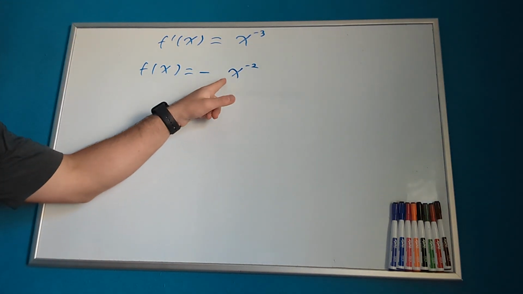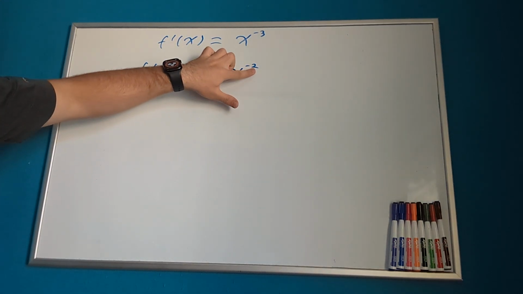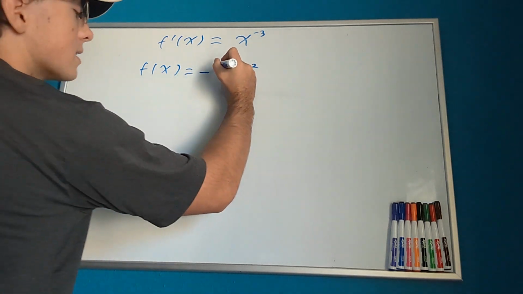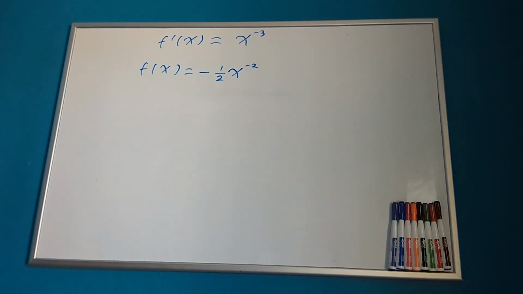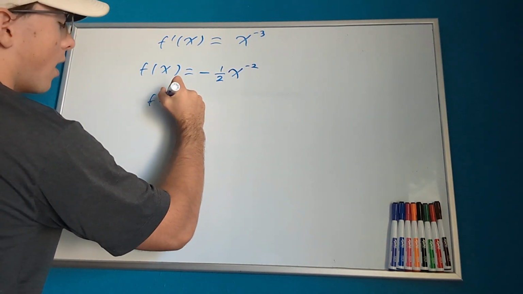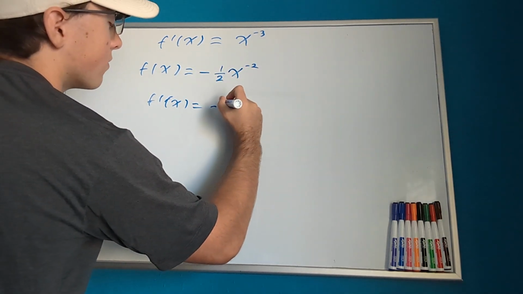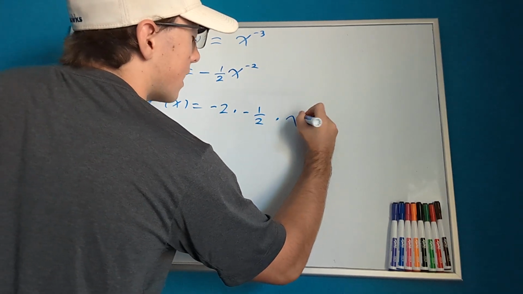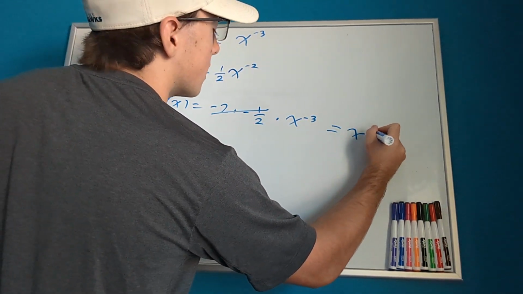Then we can also see that whatever was in front of here must have disappeared when we multiplied by negative 2, right? So then we can say this must have been negative 1/2, because that's the reciprocal of negative 2. So we can differentiate this, right? And we get f prime of x equals, well, we take down the negative 2 times negative 1/2 times x to the negative third. These will cancel out, and we just get x to the negative third.